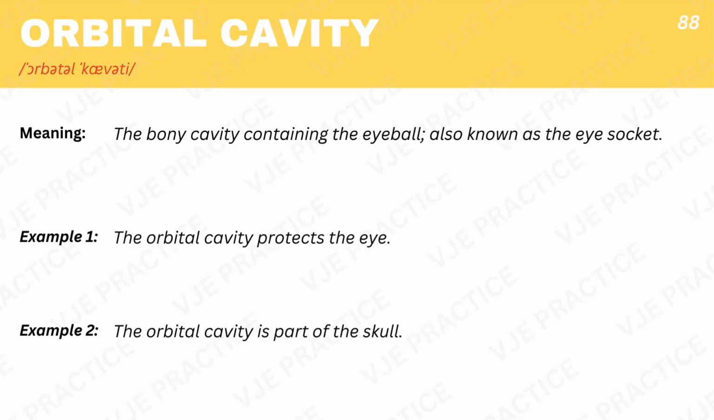Orbital cavity, the bony cavity containing the eyeball, also known as the eye socket. Example 1. The orbital cavity protects the eye. Example 2. The orbital cavity is part of the skull.